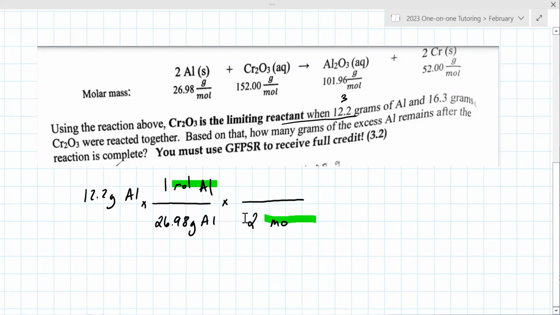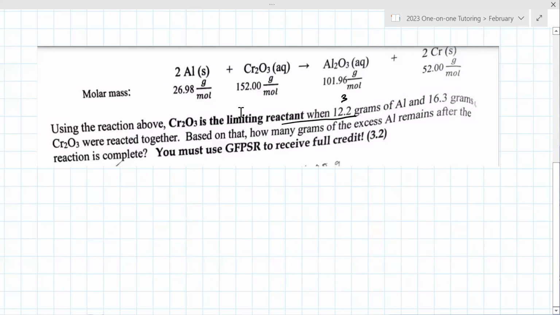I'm sorry. I started out with the wrong one. I apologize. We need to start out with the limiting reactant, because it doesn't matter how much aluminum there is. You start with the limiting one. So we actually want to start out with 16.3 grams of Cr2O3. I'll explain that in more detail in a moment, but you start with the limiting one.